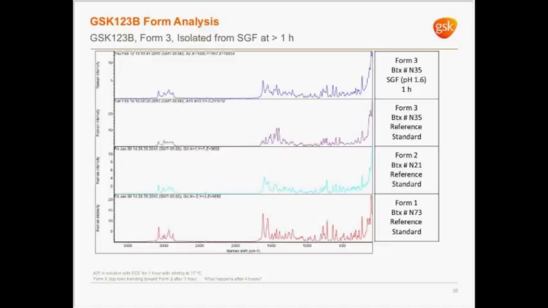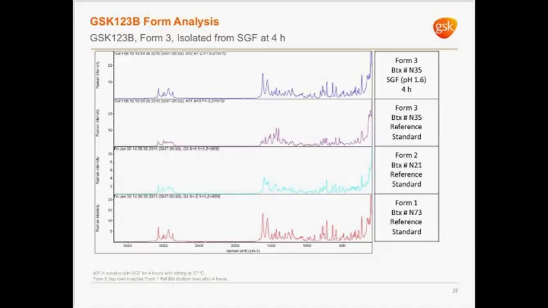The form 3 scan most closely resembles the form 2 free acid reference standard. So we know that we have a conversion from salt to free acid, but not to the most stable form 1. So what is happening after 4 hours? Let's take a look at the next slide and see.